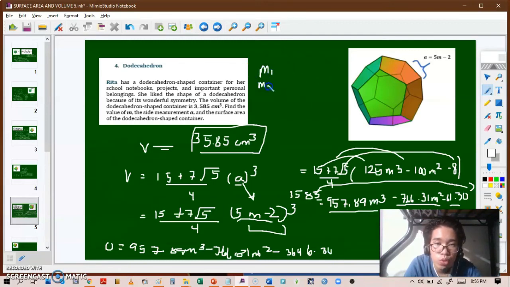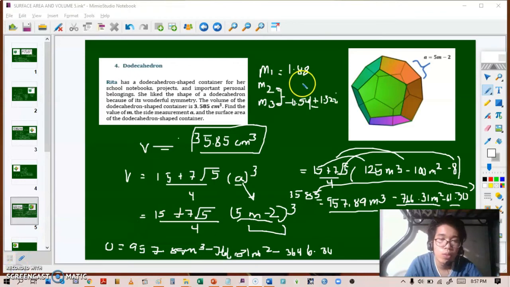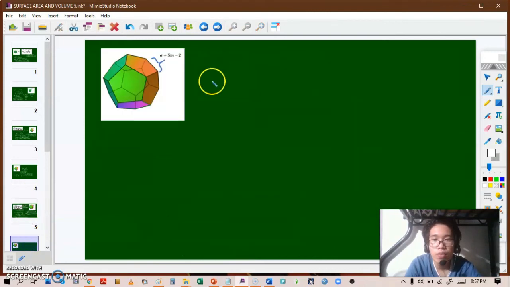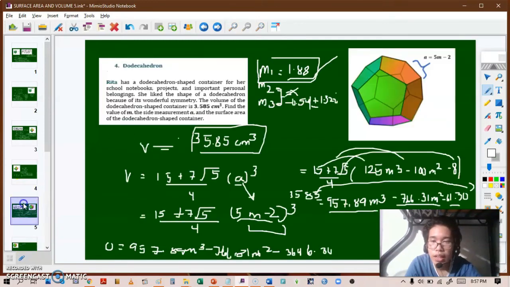So m has three roots, m sub 1, m sub 2, and m sub 3. We have the three roots: 1.88 for the first root for m, and the second and the third roots are equal to negative 0.54 plus or minus 1.32i. And again, these are complex roots, so we're not going to use them. So the value for m is going to be 1.88, and from there we can solve for the measurement of the side if we have m as 1.88.